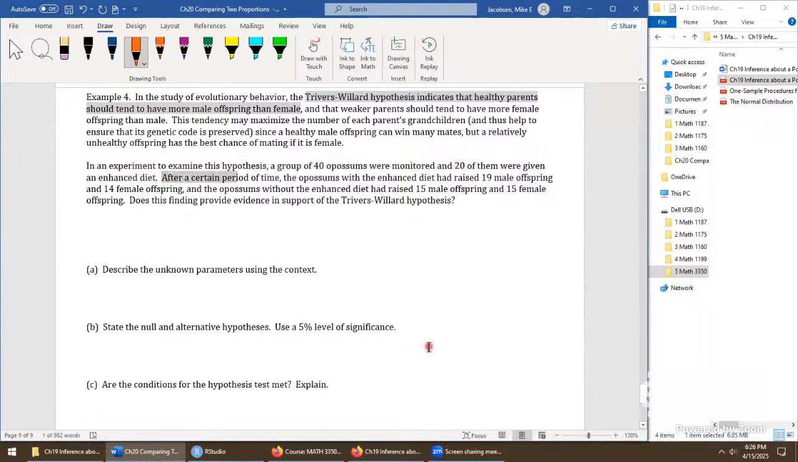After a certain period of time, the opossums with the enhanced diet had raised 19 male offspring and 14 female offspring, and the opossums without the enhanced diet, 15 male offspring, 15 female offspring. That means 40 split into 2 wasn't our sample size in the first place. We're looking into a new sample on the offspring and looking into this condition where it looks like the hypothesis is all about more male offspring. We'll consider the males then to be the successes in the samples.